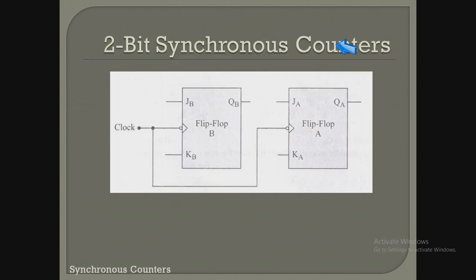So let's design a 2-bit synchronous counter today. Obviously, a 2-bit synchronous counter will need two flip-flops, A flip-flop and B flip-flop, and as usual we are using JK flip-flops. But the condition this time is that the same clock pulse will feed both of them at the clock input. So negative edge triggered flip-flops are fed by the same clock pulse, therefore it will be a synchronous device.